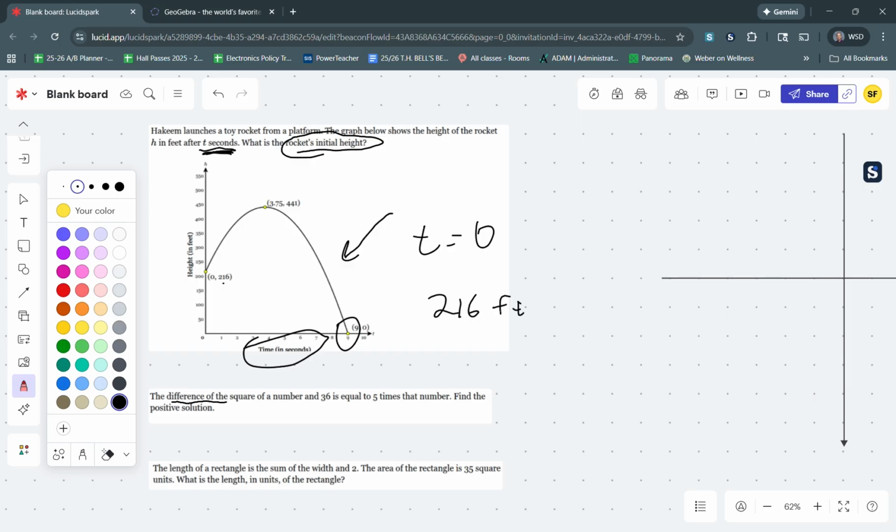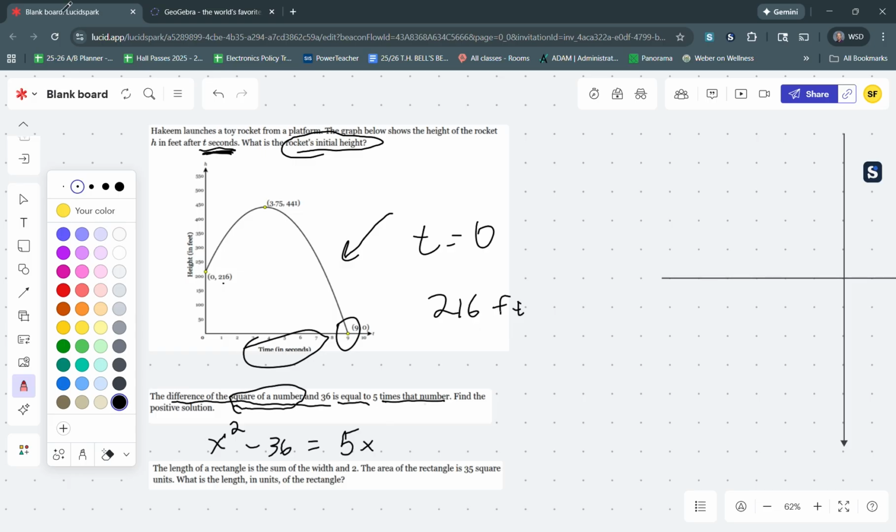The difference of a square and a number is 36. Difference being subtraction, so we have some unknown number, and we're squaring it. That's our square of a number. And then 36, and we're taking the difference of those two, is equal to 5 times that number. So that would be 5 times whatever our unknown number was.